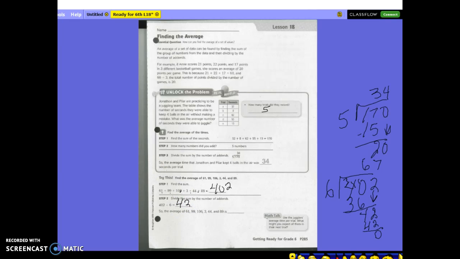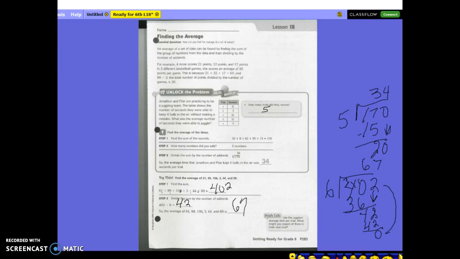Now, my expectations are that you're going to be honest with me and you're going to do the work and check it on your calculator. How am I going to know if you did the work? By seeing it on your paper. I'm going to have to see this part, right? So if you turn this paper into me and I don't see that part, they're wrong. If you're at home, I expect that same thing. Okay, so the average of 61, 99, 106, 3, 44, and 89 is 67.